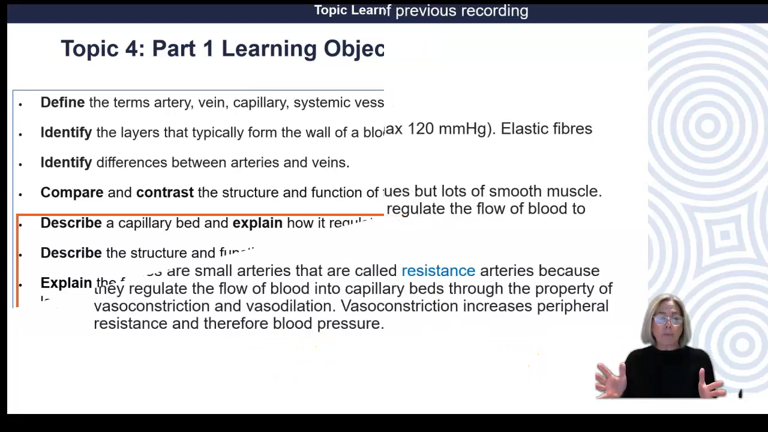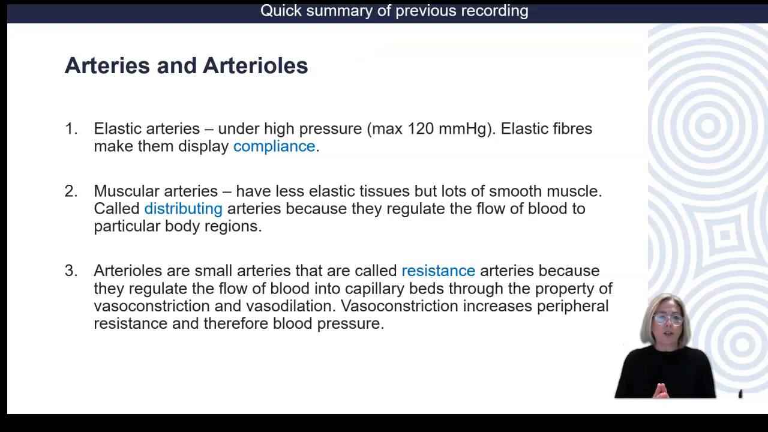So a quick recap on what we just learned. We learned about elastic arteries. Remember, they're the ones that are closest to the heart, and they're under high pressure with a maximum of 120 millimeters of mercury. And they contain those elastic fibers, which allows them to expand and recoil. And that expansion then is called compliance, okay? So the aorta is a compliant vessel.